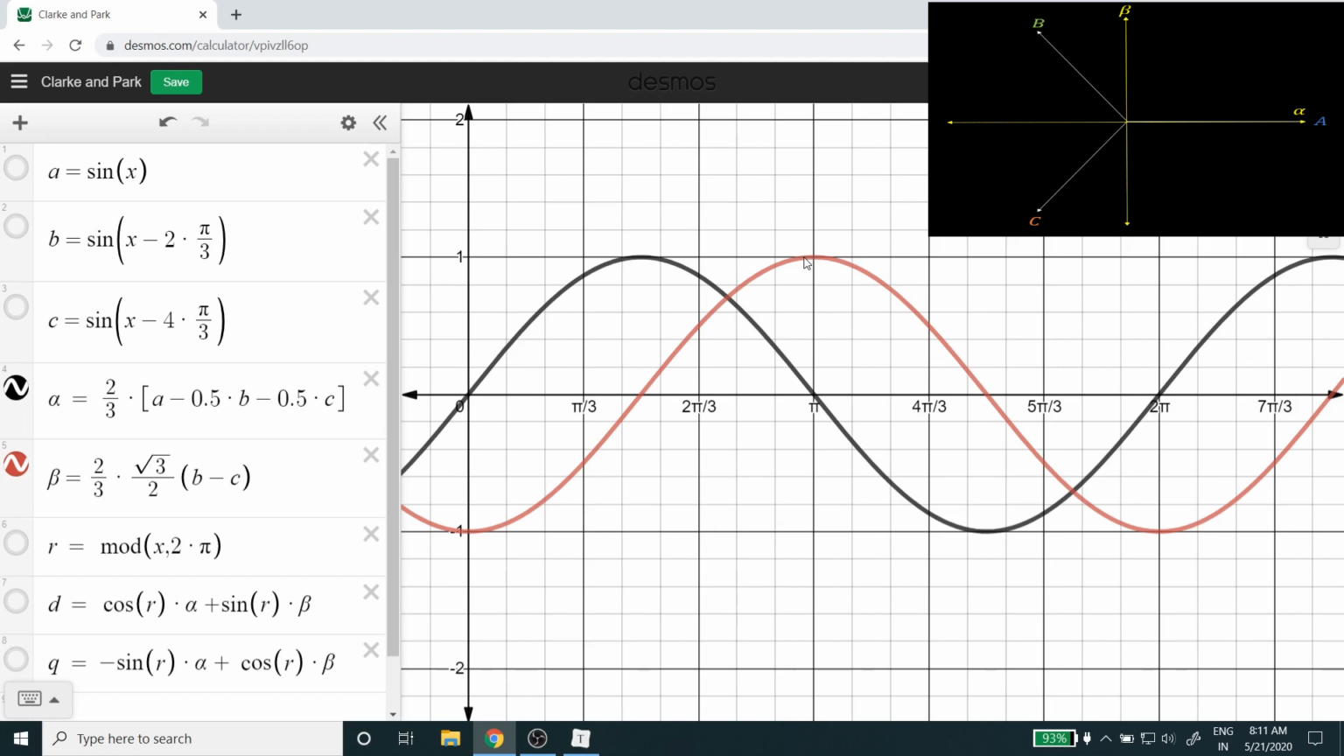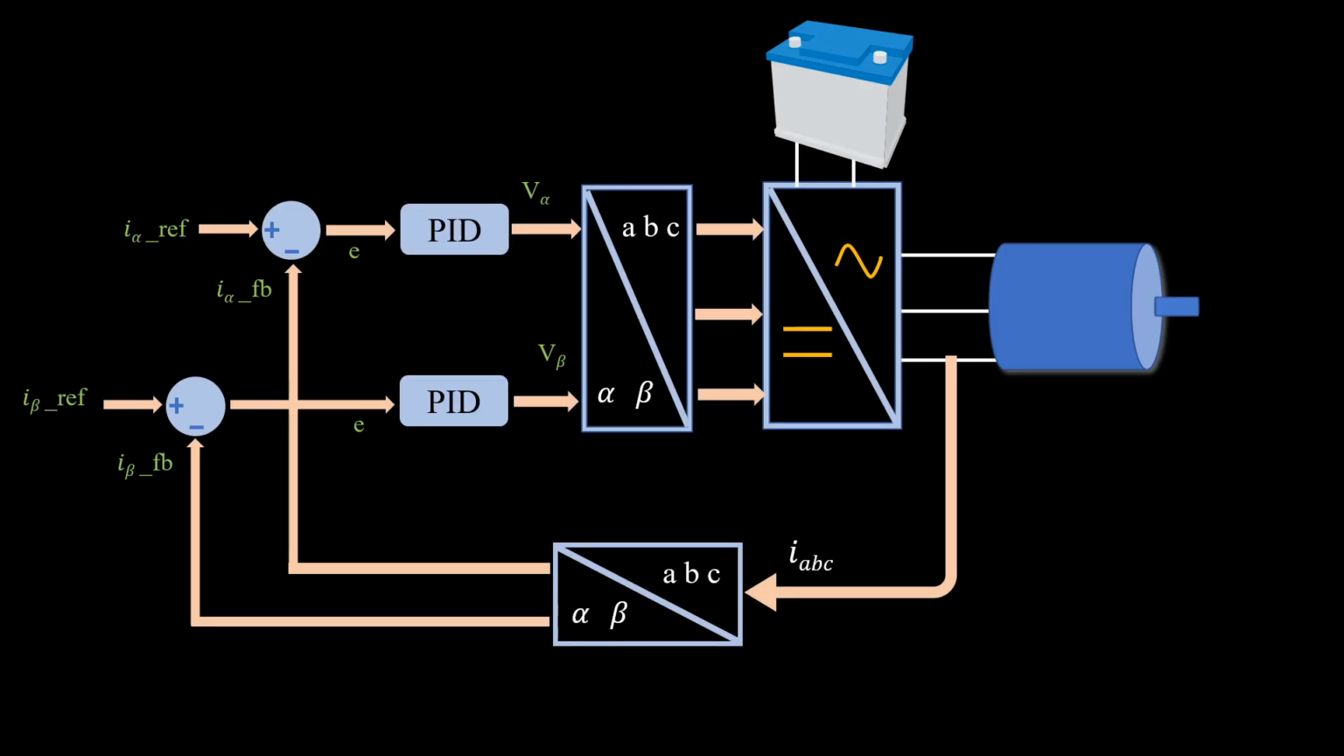But why are we doing all this and how does this help us? What we can do is, we can convert our three-phase feedback currents into I alpha and I beta. Now we need only two control systems to control three currents. So, we have reduced the task that the microcontroller needs to do.